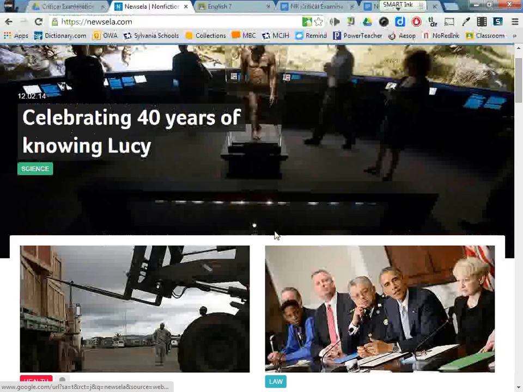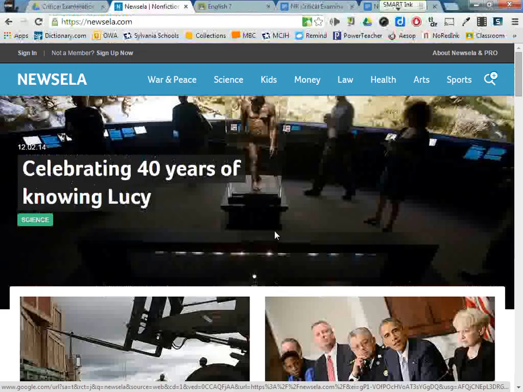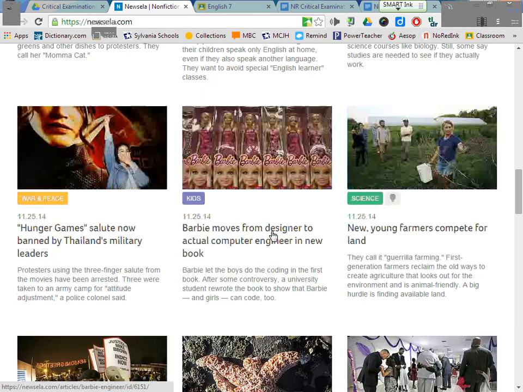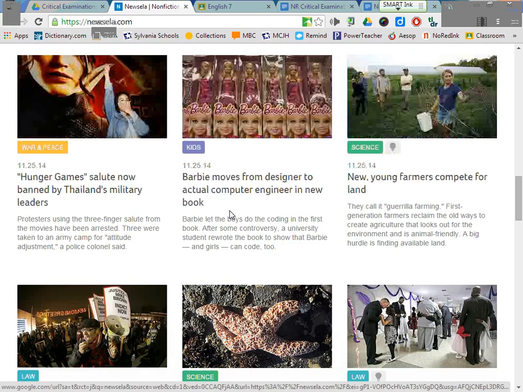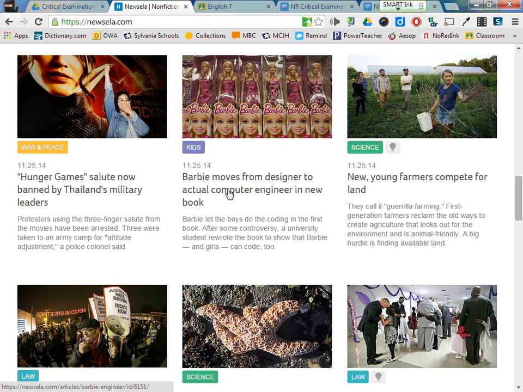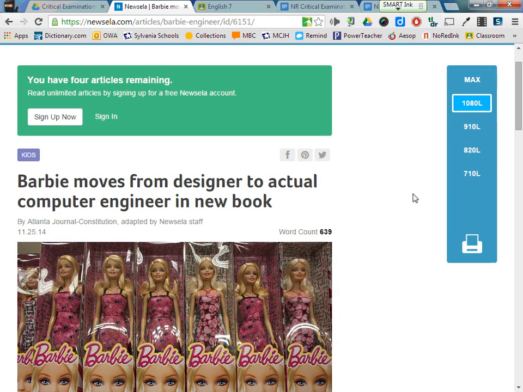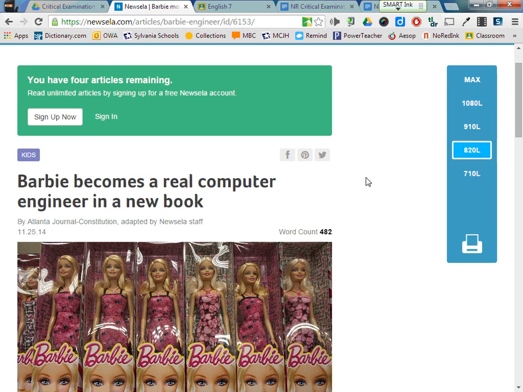Go to New Zealand. And at New Zealand, I'd like you to find an article about Barbie. The article here states, Barbie moves from designer to actual computer engineer in new book. As I click that, I pull it up. And remember that in New Zealand, I can choose my own reading level. Today, I'll read this at an 820 Lexile reading level.